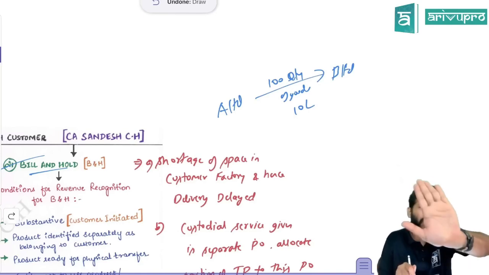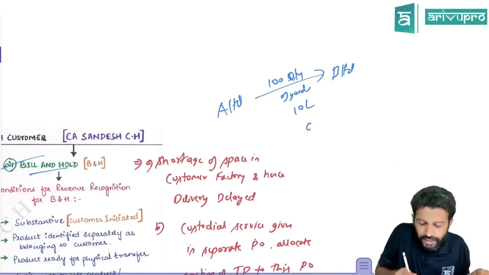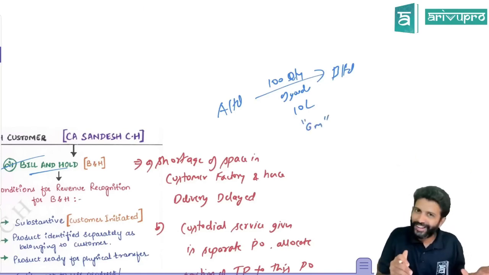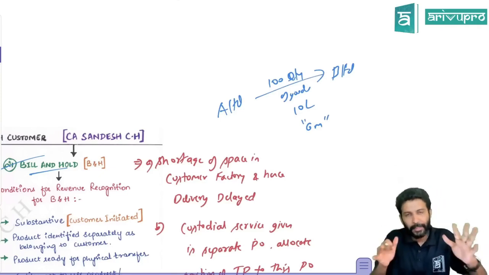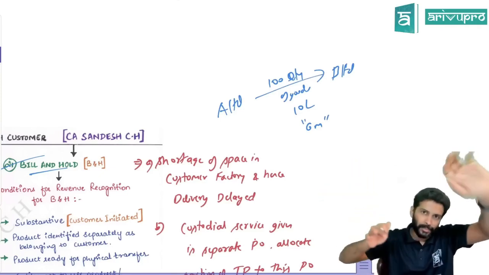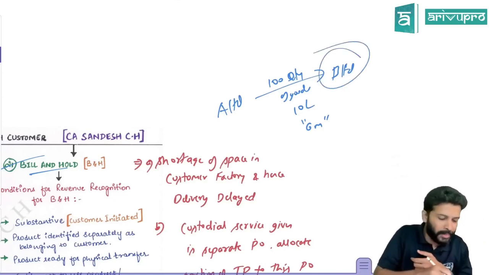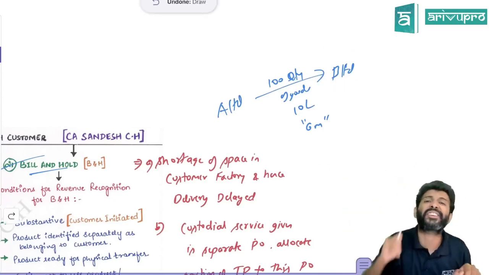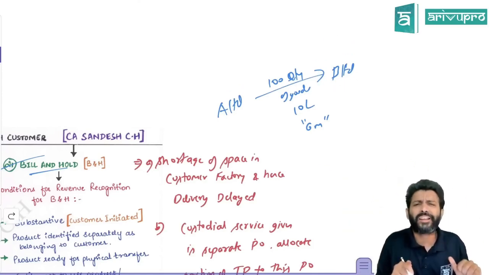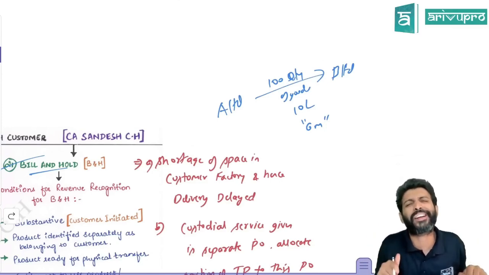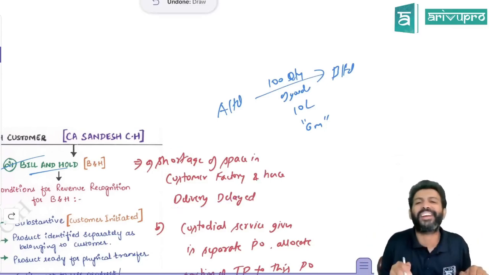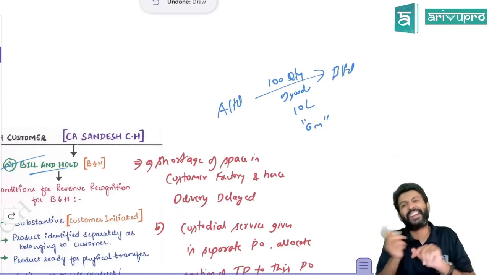But B Limited is saying, stop, don't give it now. I'll take it after 6 months. They made the contract. A Limited is ready to deliver the goods from his factory. But the customer, B Limited, is saying, I will take it after 6 months. A Limited asks, why? B Limited says, I don't have space in my factory. So you keep it. I'll collect it after 6 months.